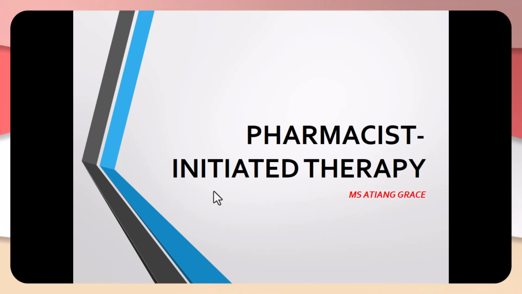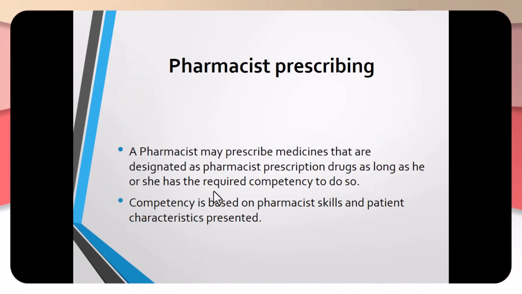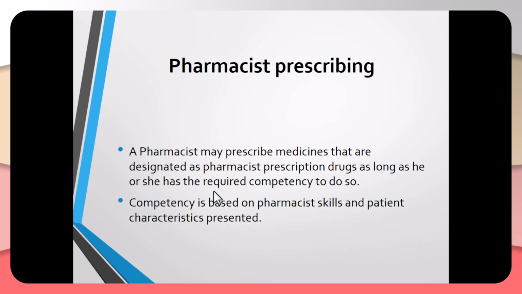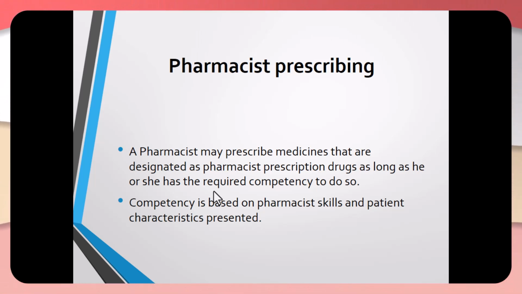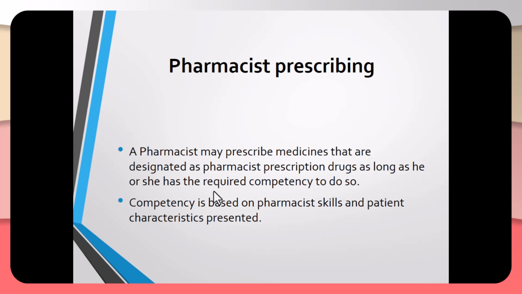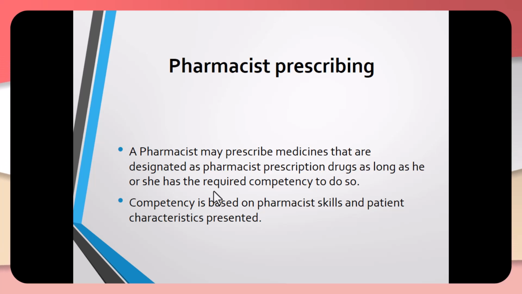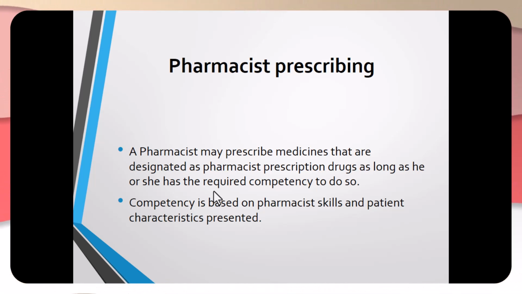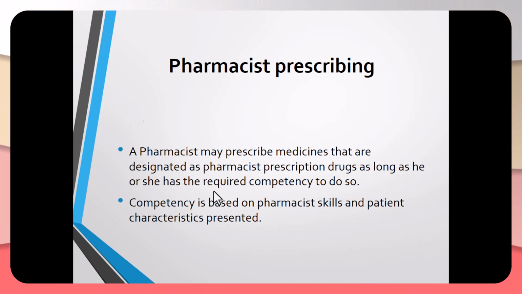Alright, so this is pharmacist-initiated therapy we are talking about, and we said we need to describe it. A pharmacist may prescribe medicines that are designated as a pharmacist's prescription drugs, as long as he or she has the required competence to do so. The competence is based on a pharmacist's skill and the patient characteristics that a patient presents to a pharmacist. A pharmacist is a person who has undergone training in different areas to attain that title, so you find that this person has the competent skills to perform whatever they are required to perform.